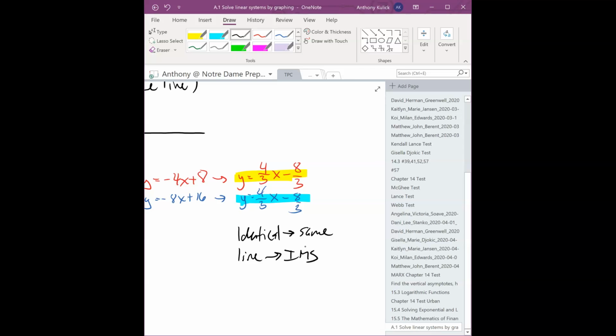Now you could confirm this by graphing. If you wanted to, say, type these into your calculator, you'd see that you'd be getting the exact same line. But you don't need to do that. Just looking at the equation alone will tell us that they are the same. They are the same line.